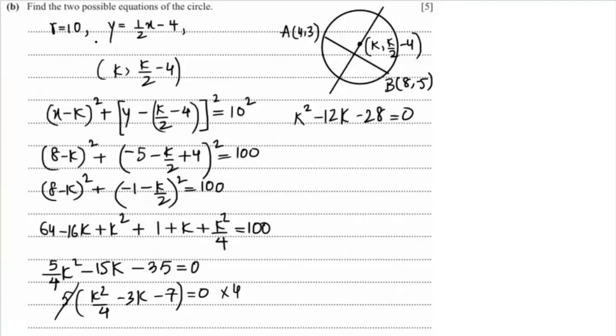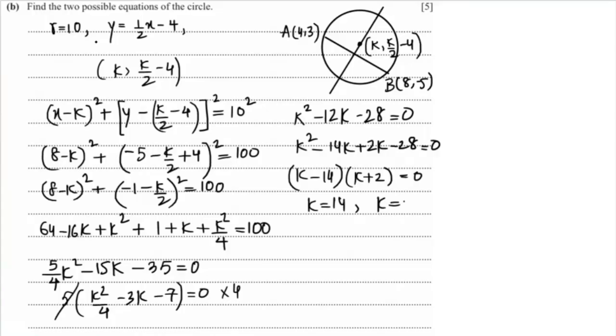And that is a factorizable equation, (k minus 14)(k plus 2). It's not necessary that it's a factorizable equation. Sometimes you might get an unfactorizable one, which you can solve using a quadratic formula. k minus 14 equals 0, k plus 2 equals 0. So one of the possibilities is 14, the other one is minus 2.